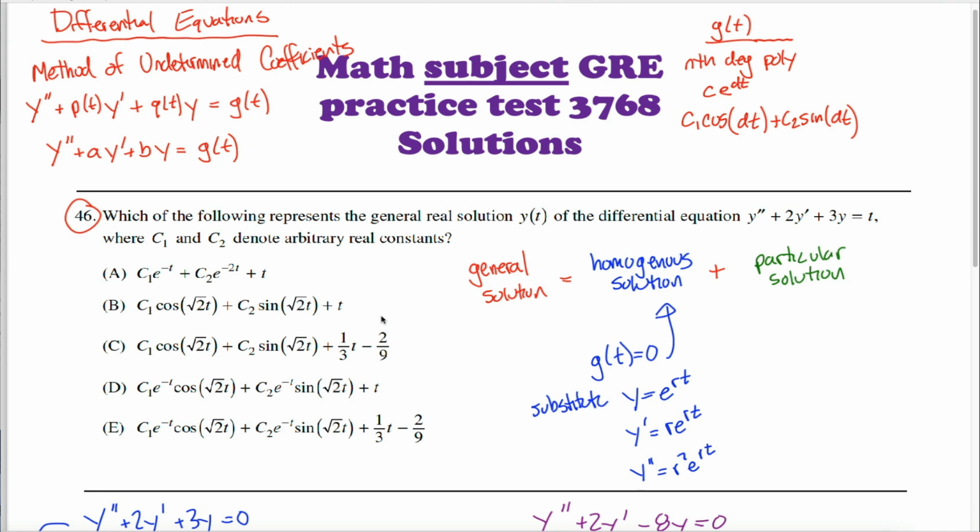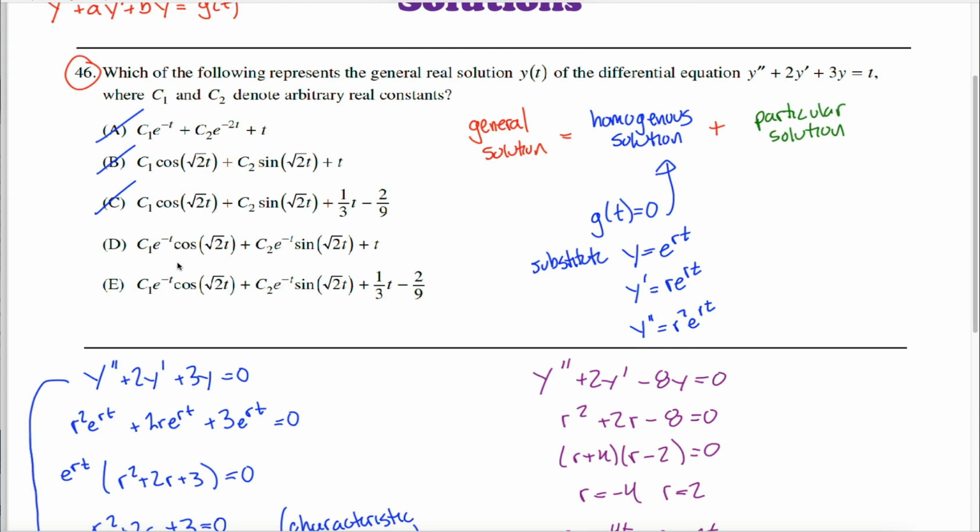Unfortunately, we're not really lucky. It's not this thing. Although if you factored incorrectly, if you thought that the roots to the characteristic equation were negative 1 and negative 2, you'd end up with this part of the homogeneous solution. C and D are missing the e to the negative t power, so those aren't our answers. So it must either be D or E. All right, here's our homogeneous solution.